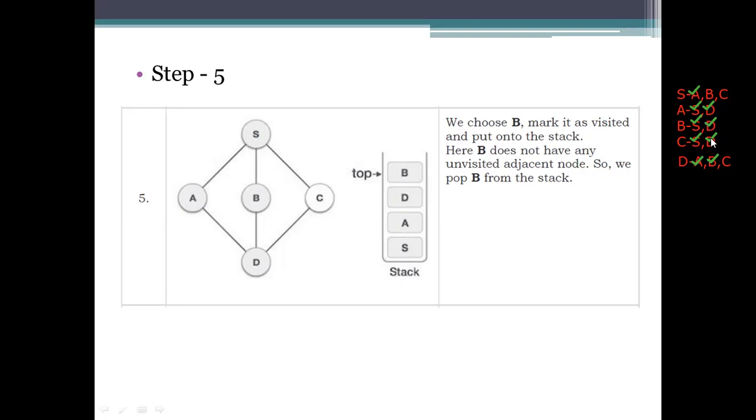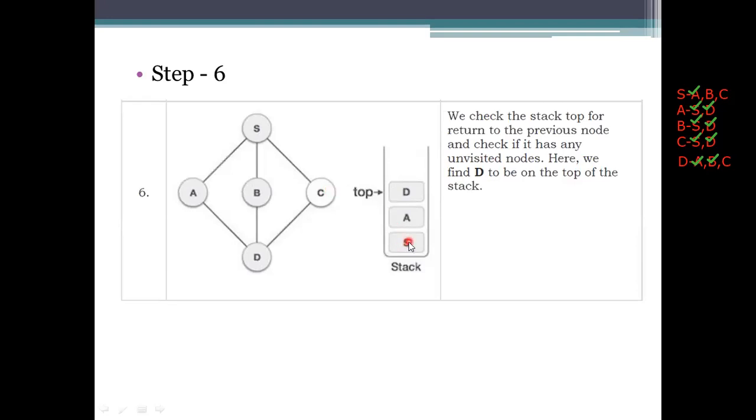So what we have to do is pop that B from the stack. As I said, when there are no adjacent nodes left to be visited, we pop that node from the stack. Then the stack will be like this, S, A, D. And we need to go back to the previous node step by step. So here we need to backtrack from B to D. Okay.